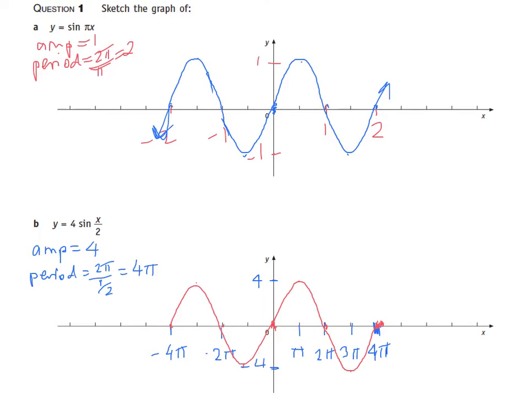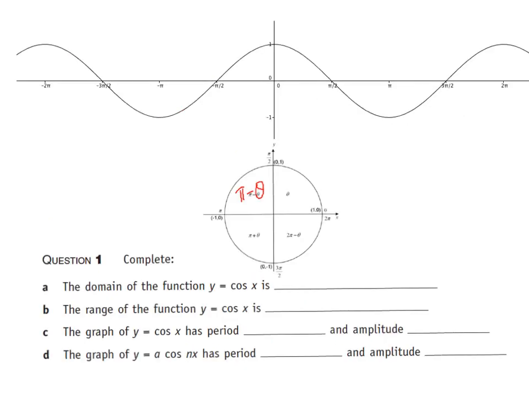Okay, now cos x. Now relating back to the unit circle. Right here, remember cos x is the x coordinate. So cos of 0, you can see there, is 1. Cos of pi on 2 is 0, right there. Cos of pi is negative 1. You can see that's there. Cos of 3 pi on 2 is back to 0. And cos of 2 pi is 1. So you can see there is 1 period.